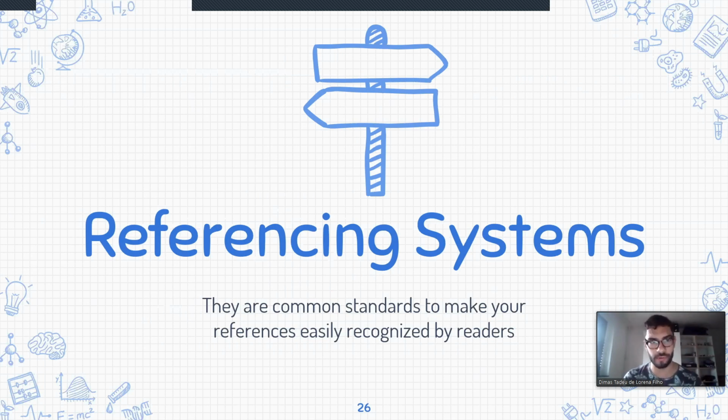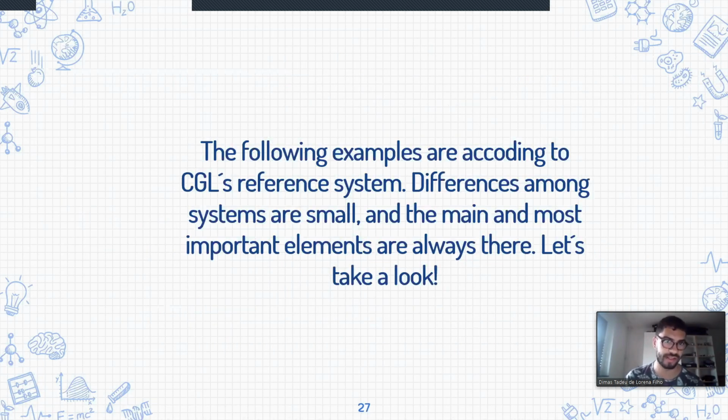The following examples are according to CGL's referencing system, and this is another thing. There are many reference systems in the world. You have Harvard, you have Chicago. In Brazil, you have a national one that everybody is obliged to use, like the government has one. In some other countries, you have different ones for different states. So it changes, and this is the first thing you have to understand.